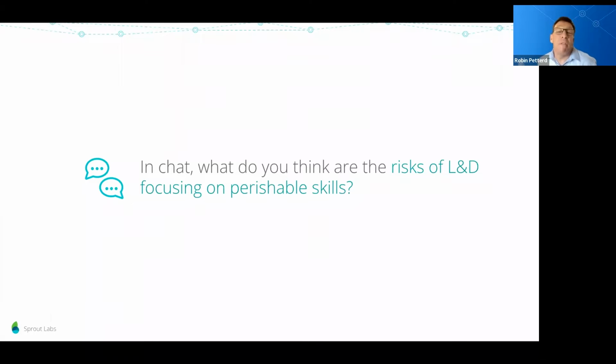Not prepared for future skills. And succession planning. And lack of real development of those core skills. The things that I think about as almost durable skills are what keeps us strategic, moving forward, looking forward. And the perishable skills are the things we need on a day-to-day basis.